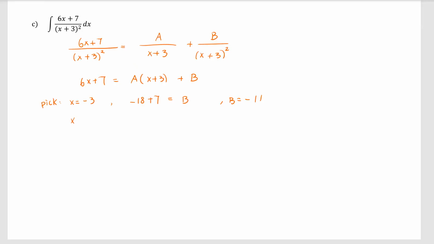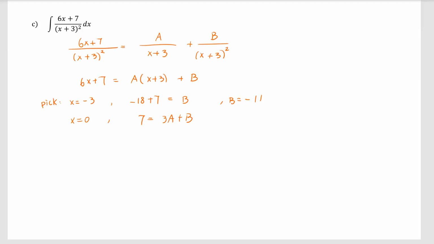But if you plug in other values, I will pick 0. 0 is easy, right? So what happens when you plug in 0? The left hand side you get 7. The right hand side you get 3a plus b. So in general, if you plug in any x value, you should get a linear equation involving the constants a and b. So you have two unknown constants, and it's a linear equation with two unknowns.